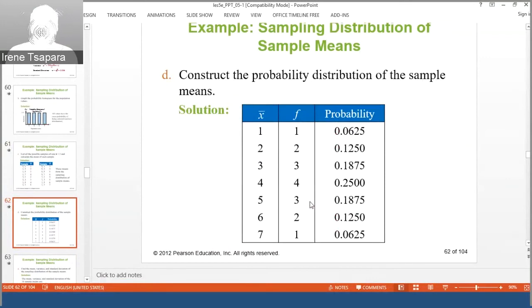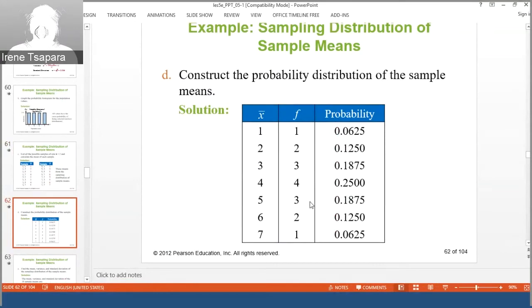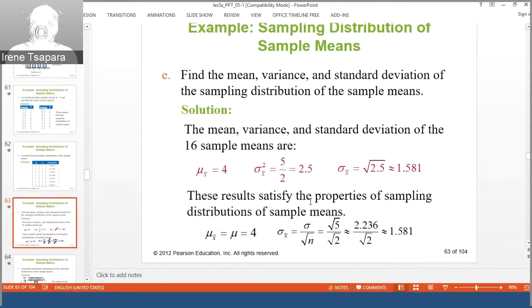Now, you look at the sample means and you calculate the frequencies and the corresponding probabilities for those numbers to exist. So for example, to have a mean of 1, the probability is 0.0625. Because the mean of 1 you will have only if you have 2 1s in your sample, right? It's very small. This is the way that you calculate the rest of the probabilities. Okay, so we did all that. We calculated all the numbers.